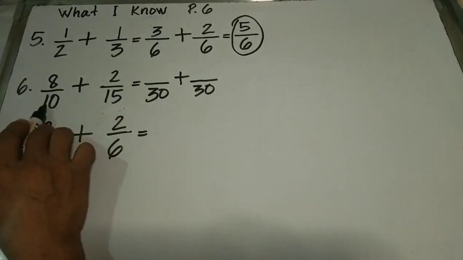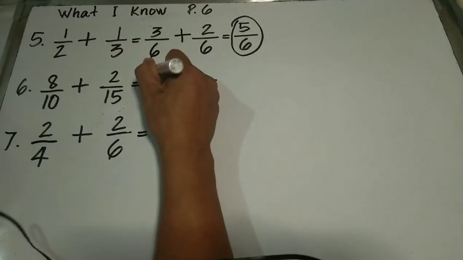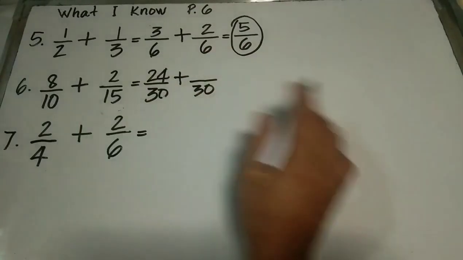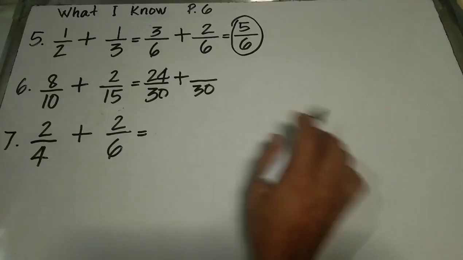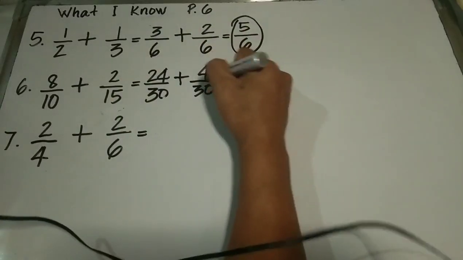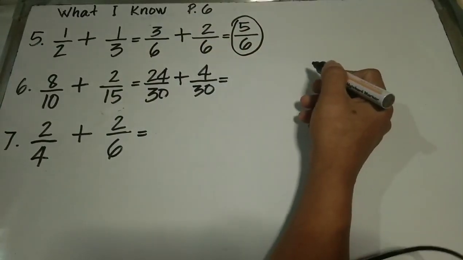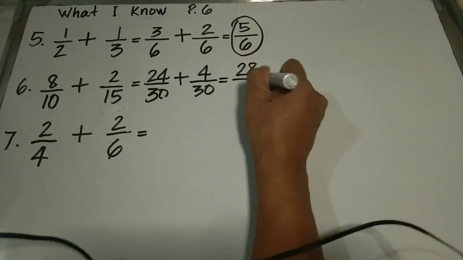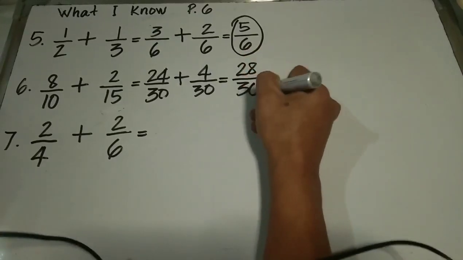30 divided by 10, we have 3 times 8, we have 24. 30 divided by 15, the result is 2 times 2, we have 4. So 24 plus 4, we have 28 over 30.